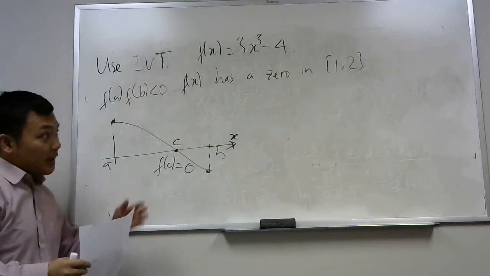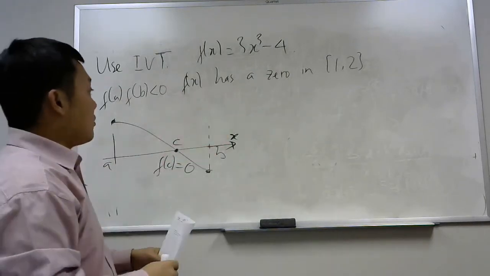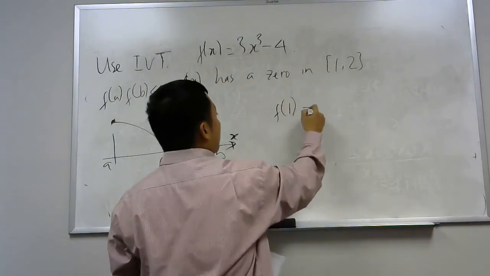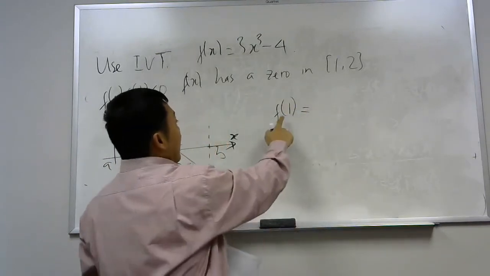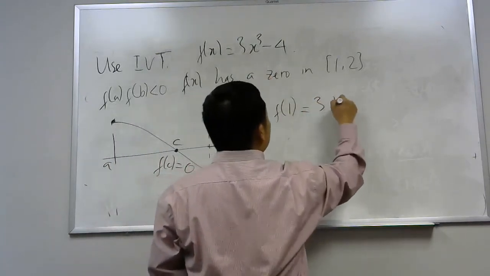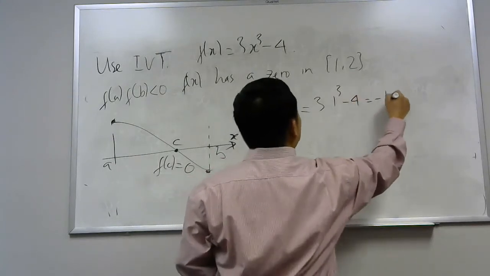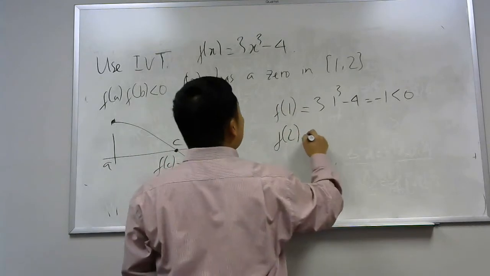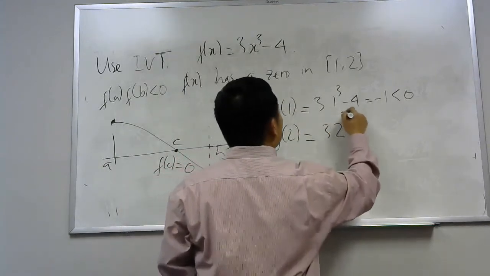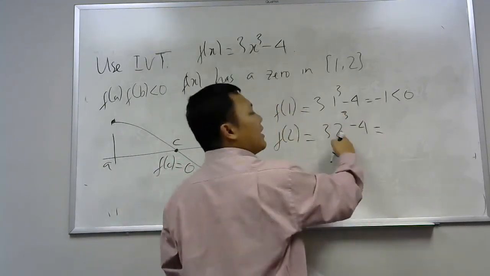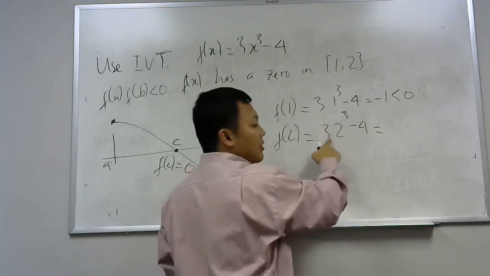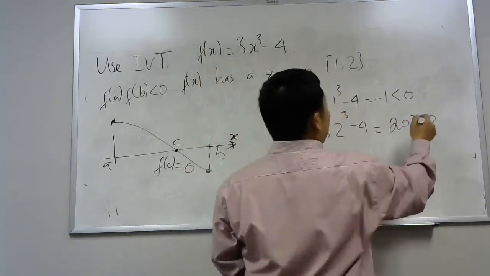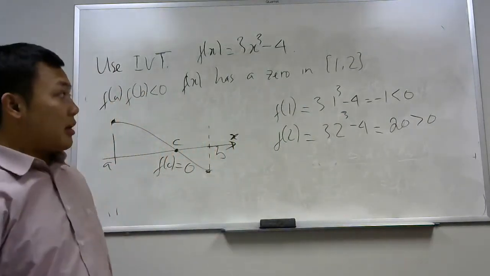Okay? So in this case, they give you 1 and 2. Now let's check. You just need to plug 1 into the function to find the function value, right? f of 1 equal to 3 times 1 cubed minus 4, which is negative 1, less than 0. That's perfect. What is f of 2? That is 3 times 2 cubed minus 4, which is 8, right? 8 times 3 is 24. 24 minus 4 is 20. Bigger than 0. You are really good.